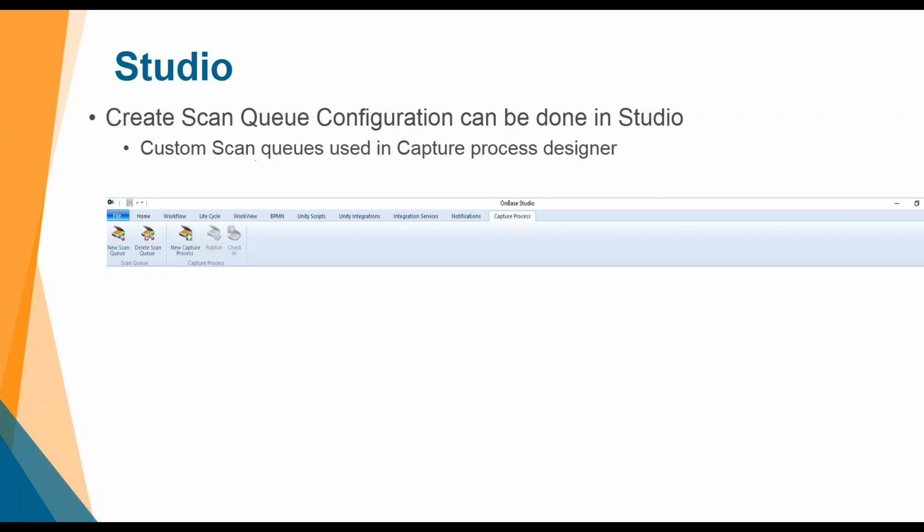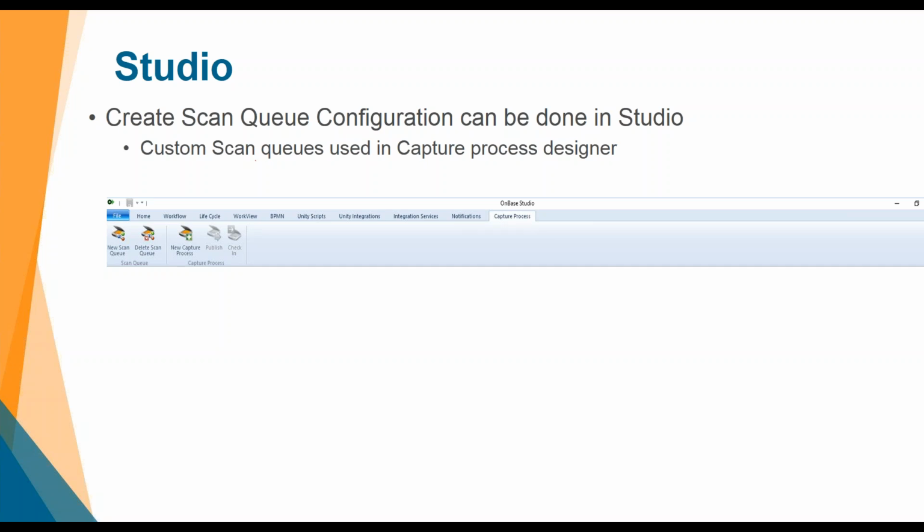Studio got a couple of additional items. The first thing it got is you can create custom scan queues used in Capture Process Designer. It's a couple of new things entirely, right? So OnBase Studio is where they're adding a lot more of the configuration and where we've done OnBase workflow and Unity life cycles and WorkView for quite a long time. It's been in several versions. It's all been done in Studio, and so you're getting pretty comfortable with doing that, including all the notifications.